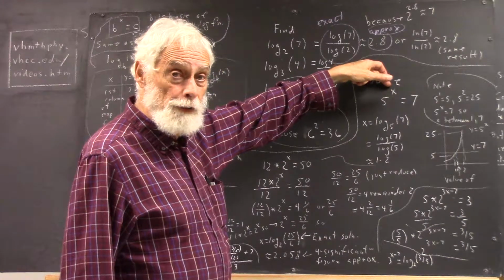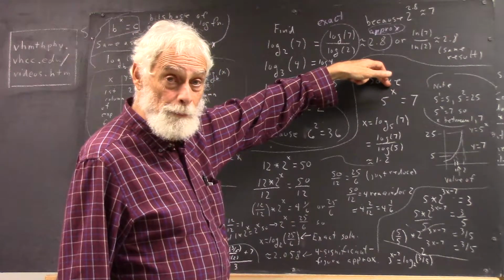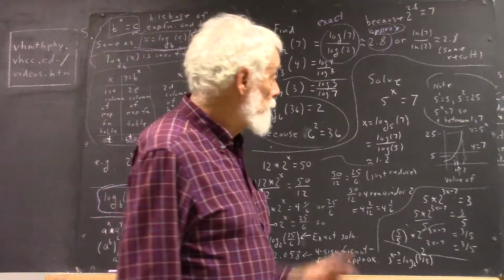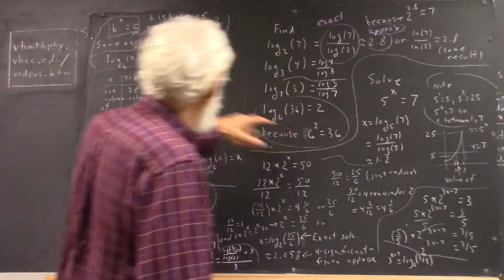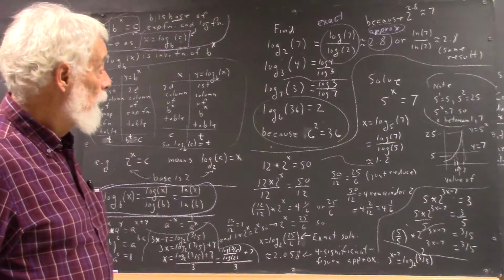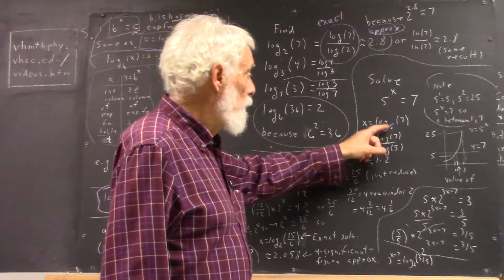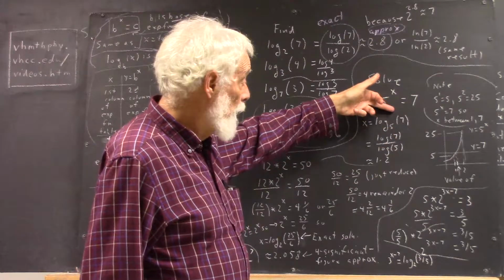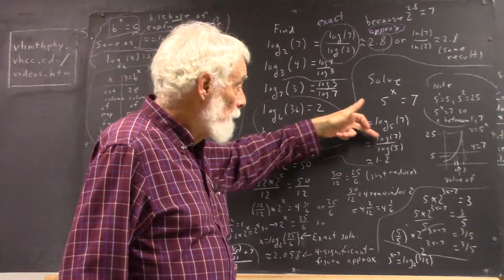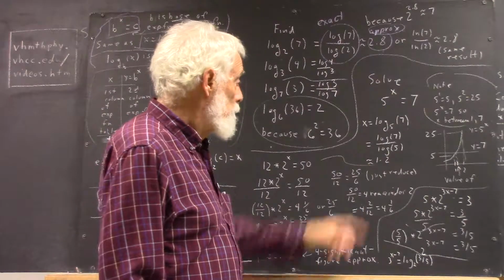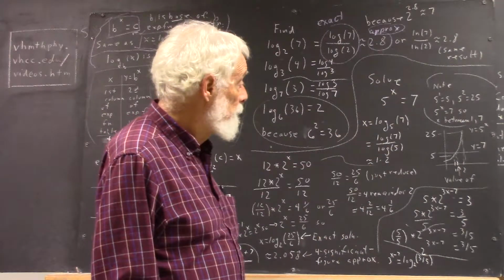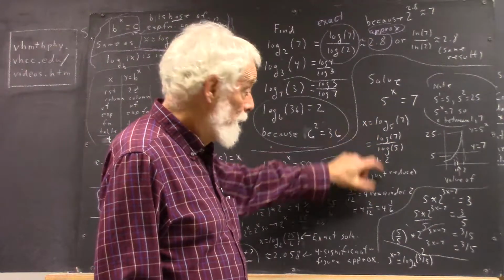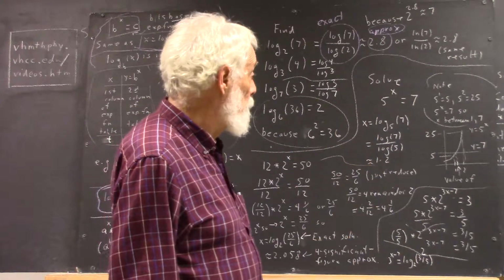5 raised to the x is an exponential expression. 5 raised to the x equals 7 is solved by first translating it to logarithmic form. So we would get x equals log base 5 of 7. That's really all there is to it, that and evaluating log base 5 of 7, which is log of 7 over log of 5, and approximately, not exactly, this is approximately equal to 1.2.